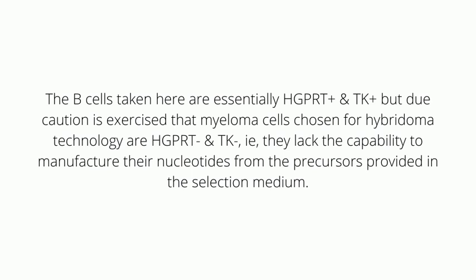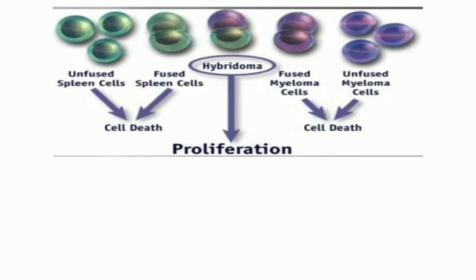Now, in this attempt of somatic cell fusion, three types of products can form. First, B cells fuse with B cells. These eventually automatically die out after a few divisions as these are the normal mortal animal cells. Second, myeloma cells fuse with myeloma cells. These can divide indefinitely but still have to die as they are unable to synthesize nucleotides due to the absence of the enzymes HGPRT and TK.